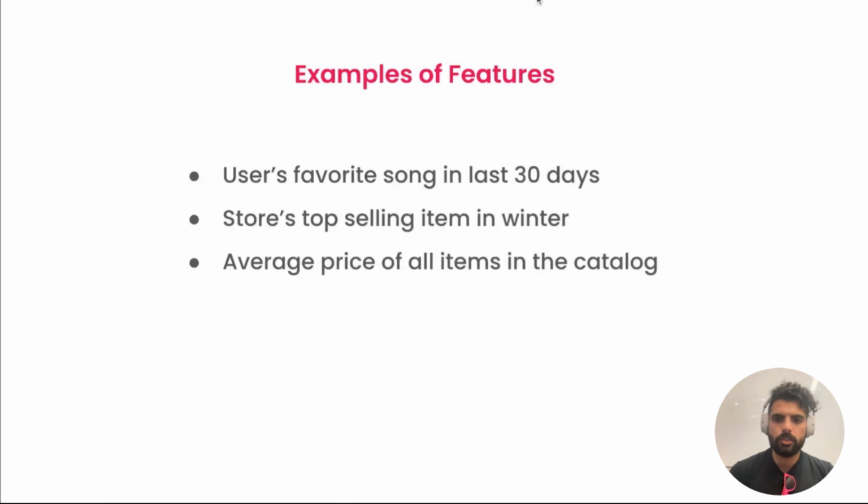Some examples of features. Let's say you're Spotify, making a recommender system. One of your features might be a user's favorite song in the last 30 days. Let's say you are building a model to decide how much inventory to send to a store. You might set up a store's top selling item in the winter as a feature, or the average price of all items in the catalog as a feature. All these things are features. The whole point of features is their signal. You have raw data, you build signal out of it, and you give it to your model.